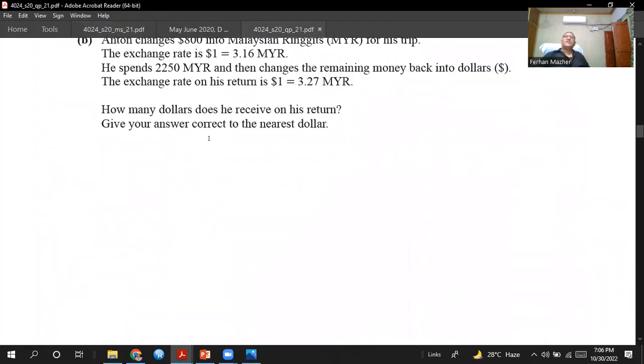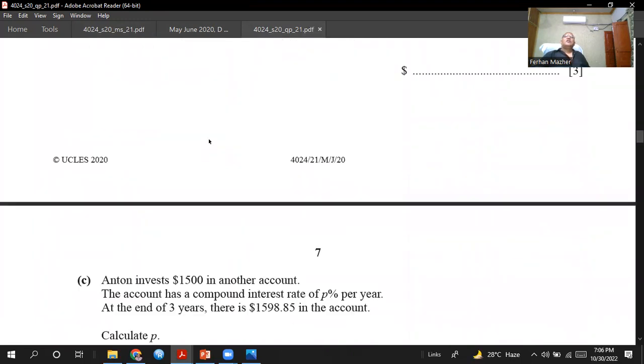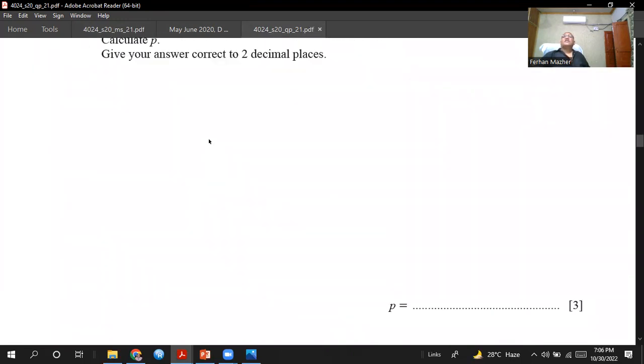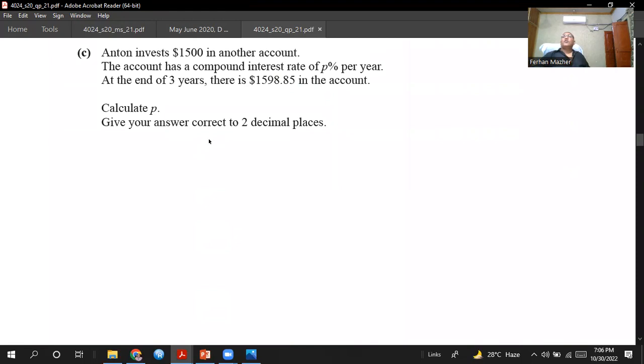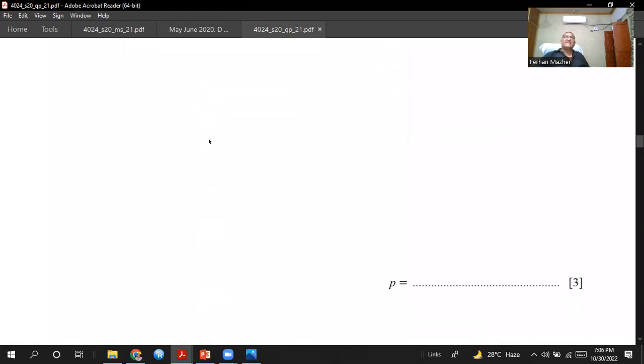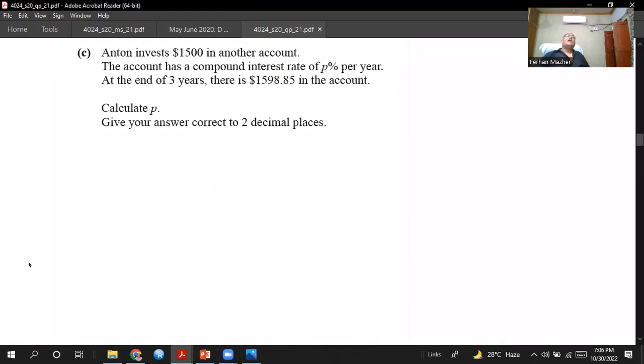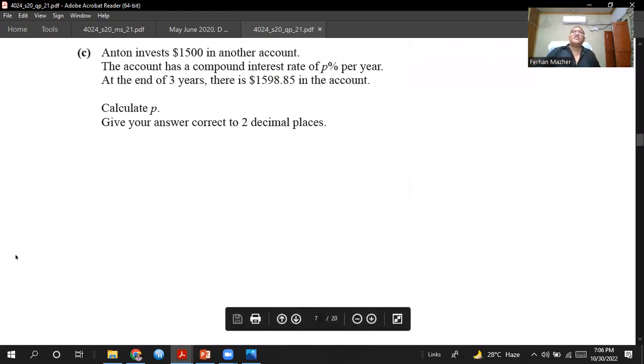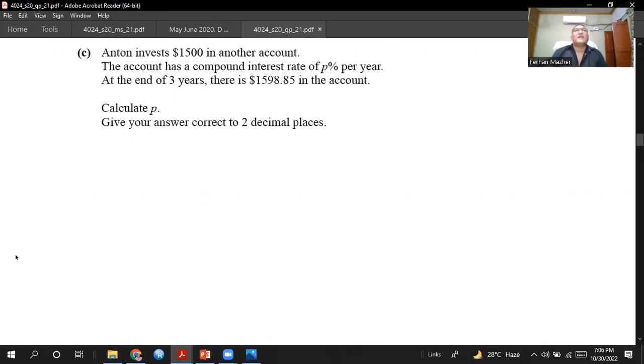That was a 3-mark question. Okay, so we are going to the next question. It's also a 3-mark question. Question number 4, it's C part. It says, Anton invests $1,500 in another account. The account has a compound interest rate of P% per year. At the end of 3 years, there is $1,598.85 in the account. Calculate the value of P. Give your answer correct to 2 decimal places.